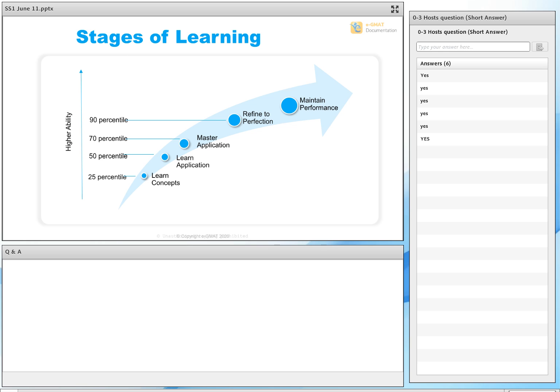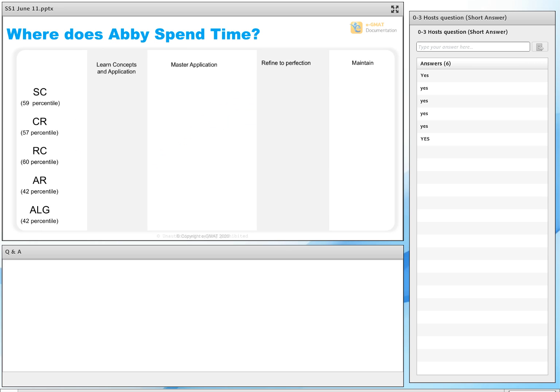Okay. Here is how your ability improves as you go through these stages. When you just know the concepts, you're still at about 25th percentile ability. Why? Because each one of you has a certain amount of gray matter, or a lot of gray matter. And when you know concepts, there's an implicit application that's already there. But once you've learned application, you achieve that 50th percentile ability. Then as you master application, you achieve that 70th percentile ability. And when you achieve that refined to perfection, that's when you get into that 85th to 97th percentile ability zone or so. Okay. So this is a basic model of learning with regards to any subsection. That model of learning doesn't change whether you're in SC, CR, or RC.